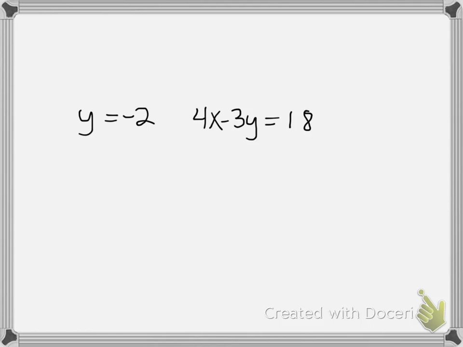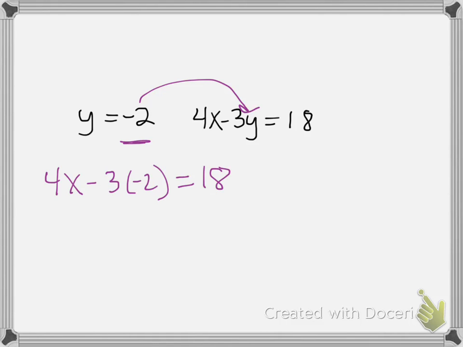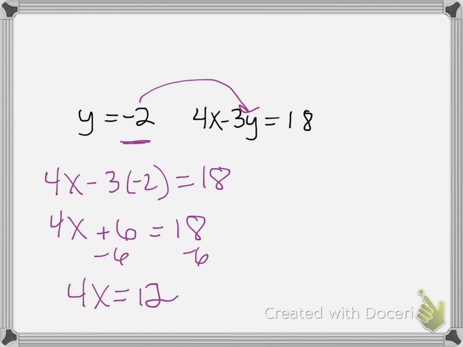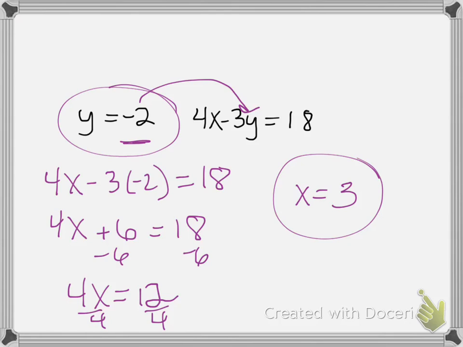Okay, so y equals -2, so wherever I see a y, I'm going to plop in -2. So I'm going to get 4x minus 3 times -2 equals 18. So 4x, -3 times -2 is a positive 6. We subtract 6, so 4x equals 12. Divide by 4. We have x equals 3, and we already found y, so my point is (3, -2).